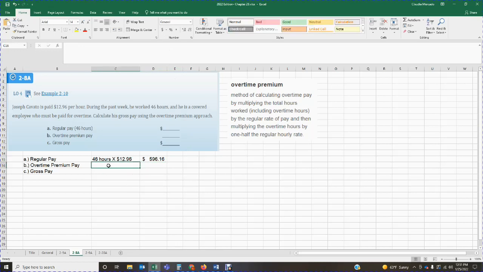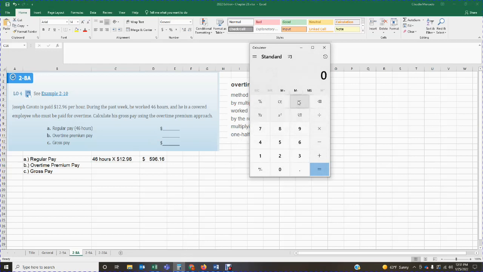Now, for the overtime premium pay, we are going to multiply the overtime hours by half the regular hourly rate. So what is my regular hourly rate? My regular hourly rate is $12.96. I'm going to multiply that by 0.5, half. So that means that my overtime rate is going to be $6.48. So what did I do again? You get your hourly rate of $12.96 and multiply by half because we're paying half the rate.